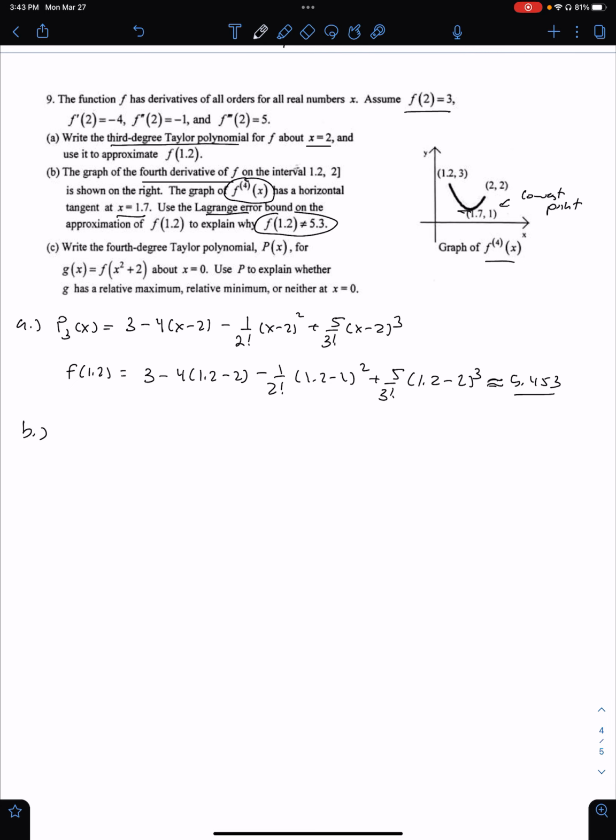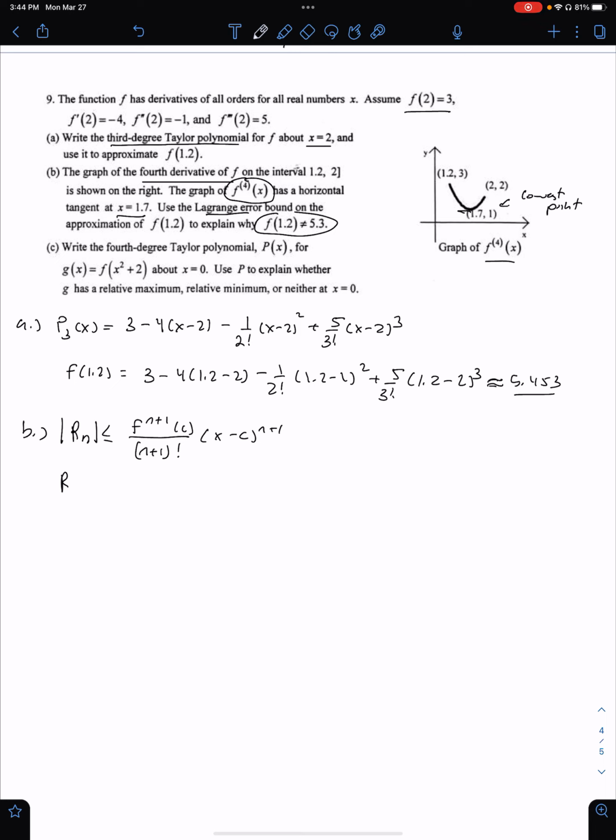So we're talking about Lagrange error. If this is Lagrange error, we're going to set this up. Remember, Lagrange said the error of our term is less than or equal to the maximum possible value of our next derivative over n plus 1 factorial, times (x minus c) to the n plus 1.